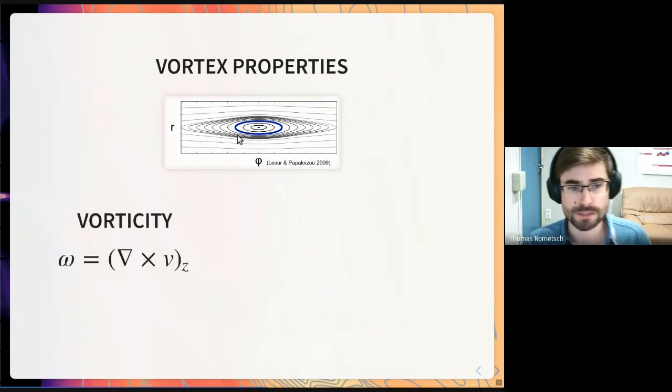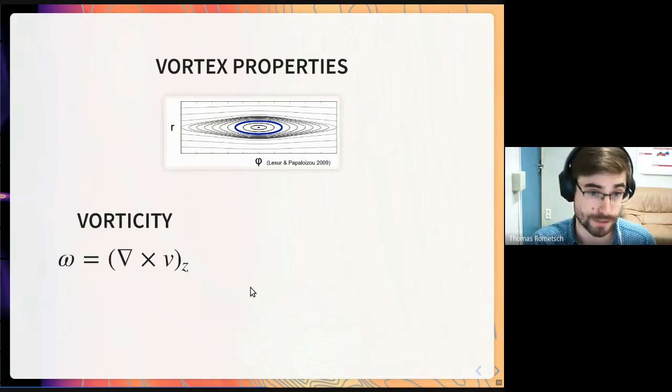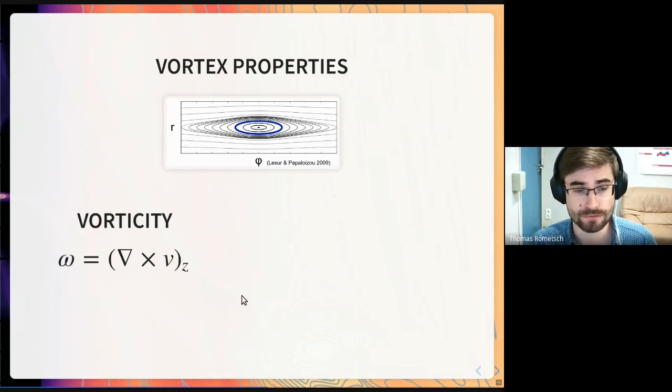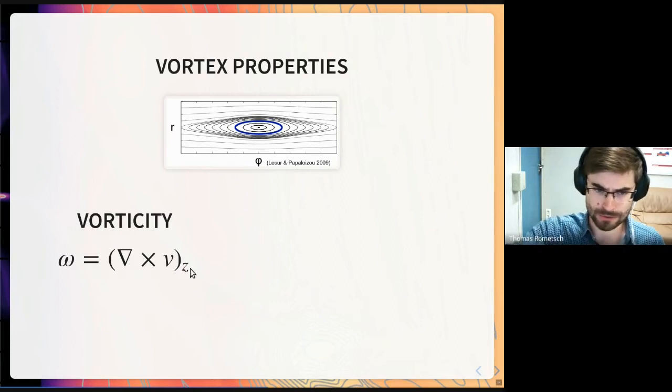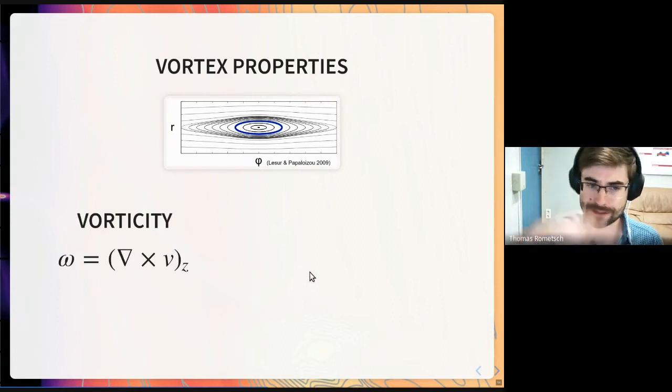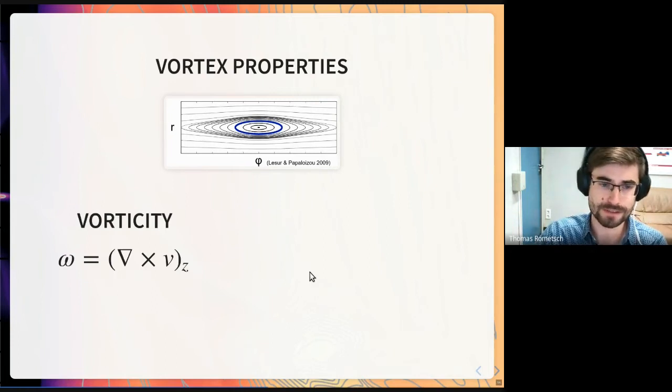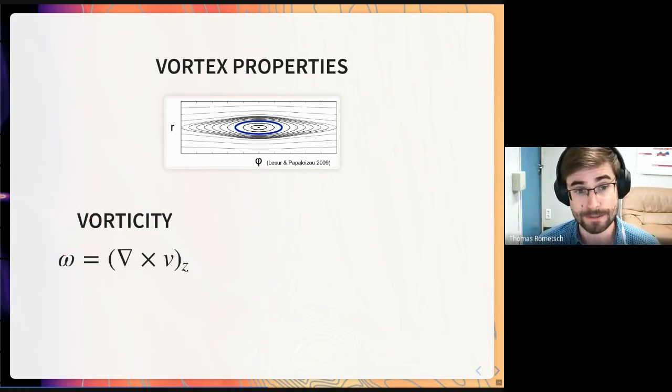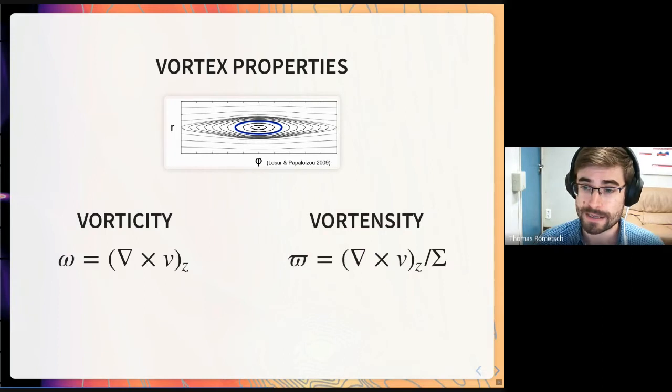And the typical quantity to characterize swirling motions and vortices in fluids is the so-called vorticity. That's just the curl of the velocity. In our situation here, where we're in a 2D disk, we take the vertical component of this curl. That just tells us how much it swirls around. The disk has a background vorticity, but on top of that, there's additional vorticity from vortices.